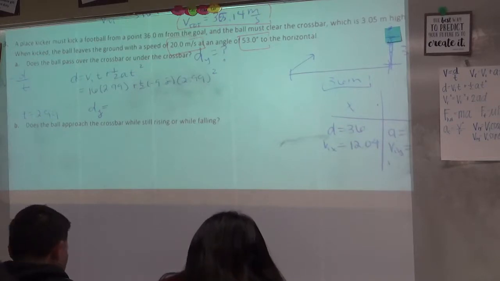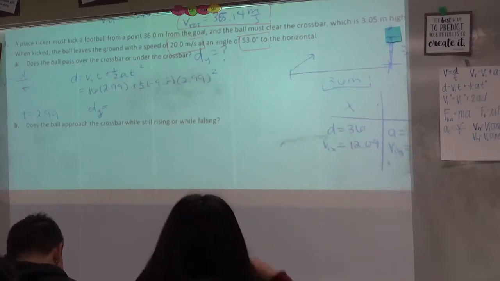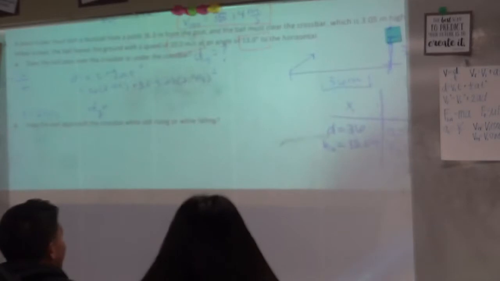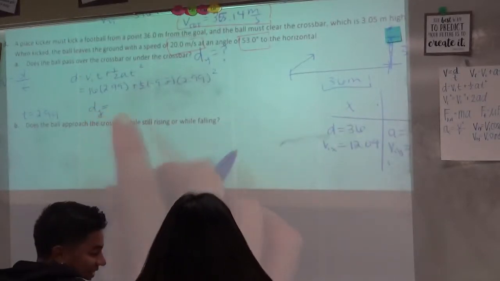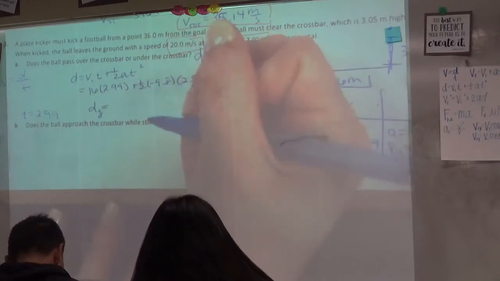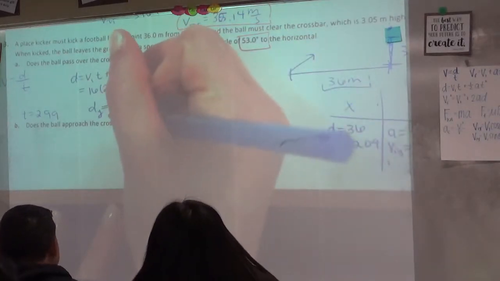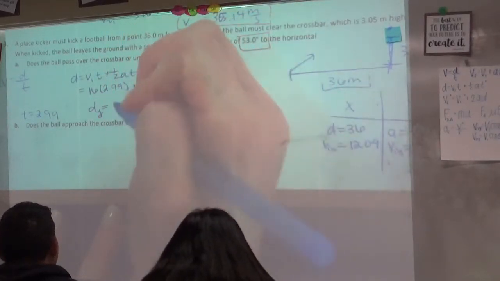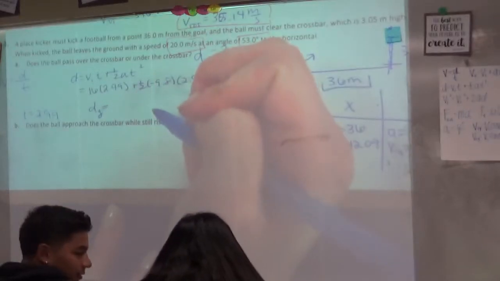Did you find? What did you find? You're saying because the distance is negative? No. What'd you guys get for your y distance? What did you get for dy, your y distance? 40 point something is way too big.